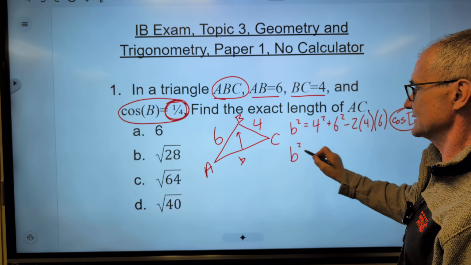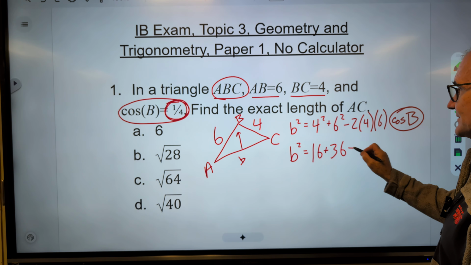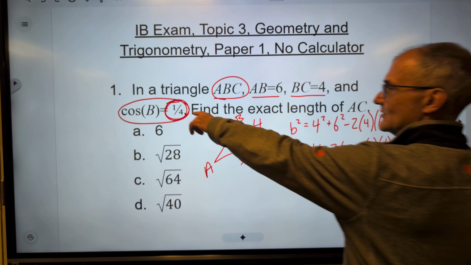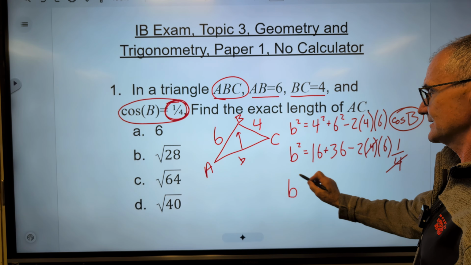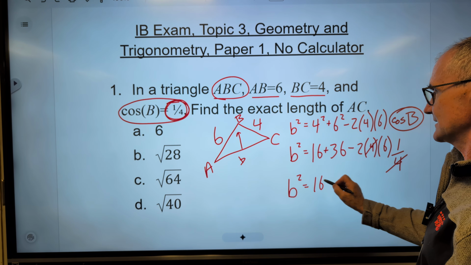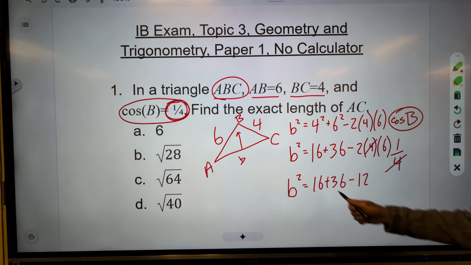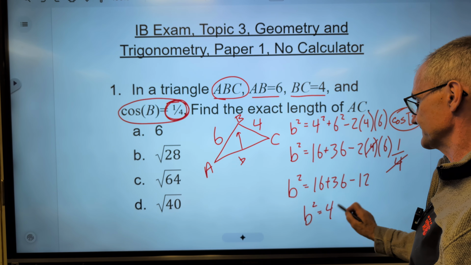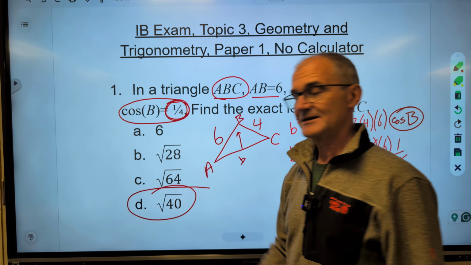So I have b squared is equal to 4 squared, 16, plus 6 squared, 36, minus 2, 4, 6. And then I'm subbing in 1/4 for cosine of b. Now that I've done that, these 4's will cancel, and then b squared is going to equal 16 plus 36 minus 2 times 6, minus 12. 52 minus 12 is 40. b squared is equal to 40. Square root of each side, square root of 40. Correct answer, answer D right here.